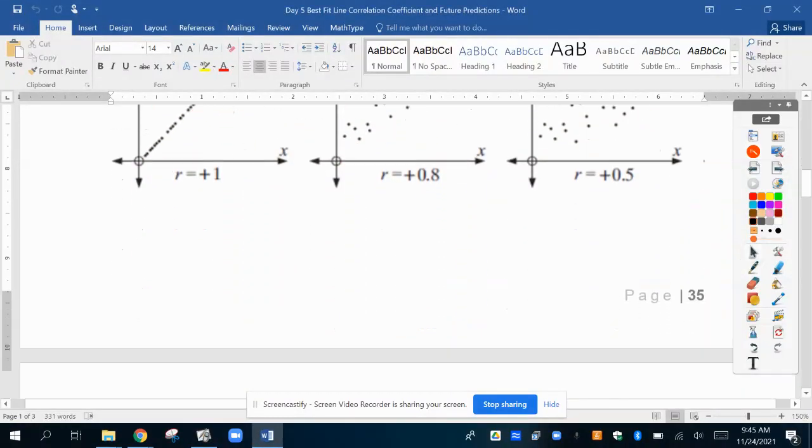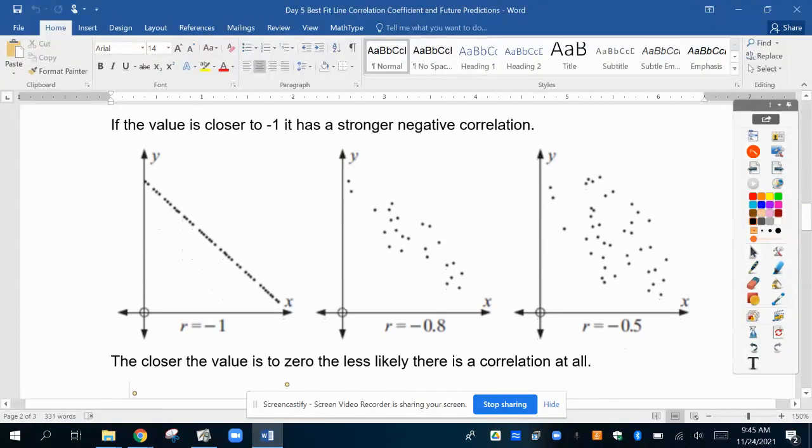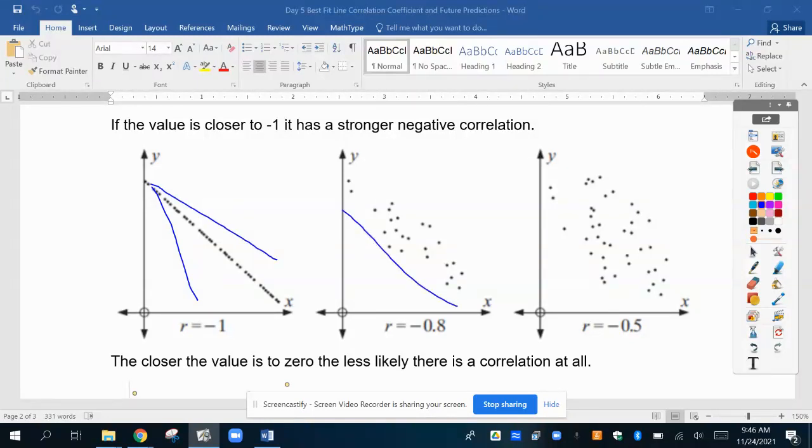Okay, likewise, the closer we are to -1, the more downhill the trend is. So if we're at exactly -1, we're perfectly downhill. Again, that could be at any angle, but it'll be a perfect line. Right? At -0.8, we have a little bit more distance in between those points, but we still see the general trend.